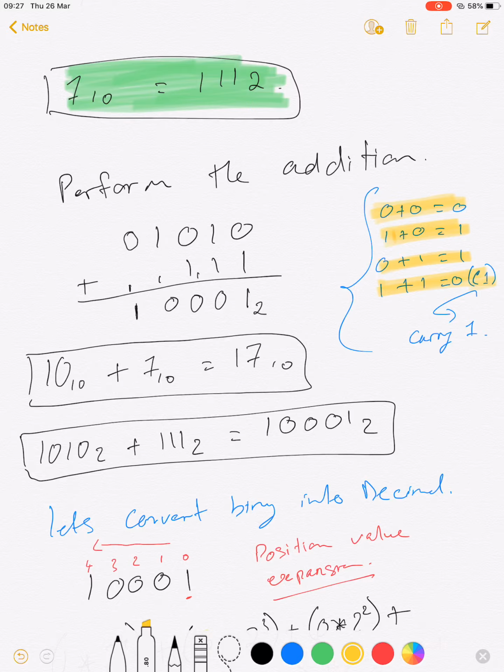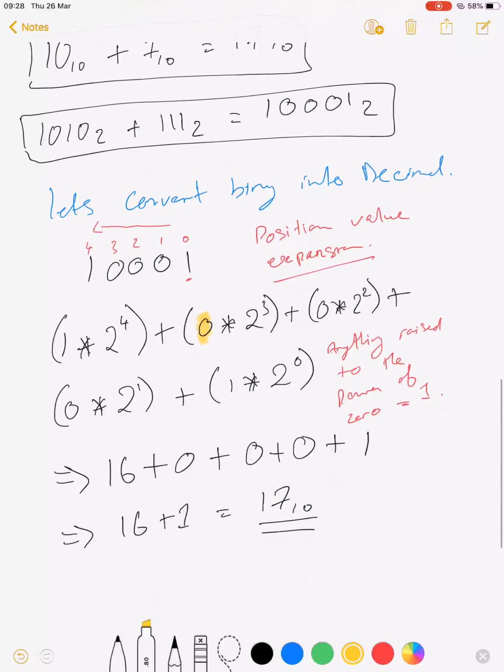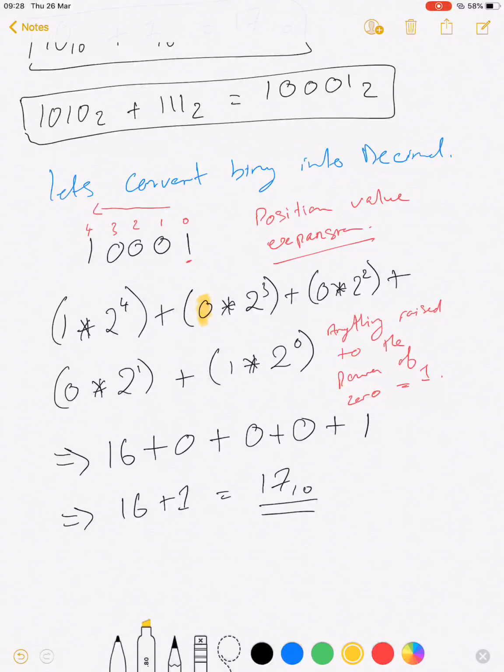So we said 0 plus 1 is 1. 1 plus 1 is 0, carry the 1. 1 plus 1 is 0, carry the 1. 1 plus 1 is 0, carry the 1. 1 plus 0 is 1. So we get our answer of 10001. Just to validate it, we converted this binary number back into a decimal number, and we can see that we got our answer of 17 base 10.